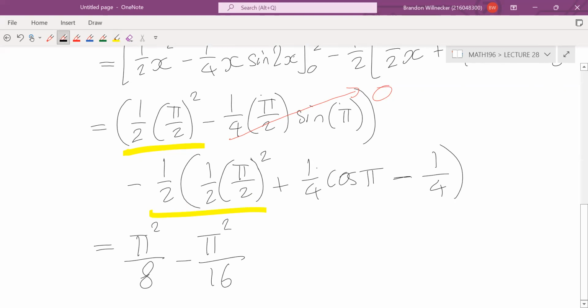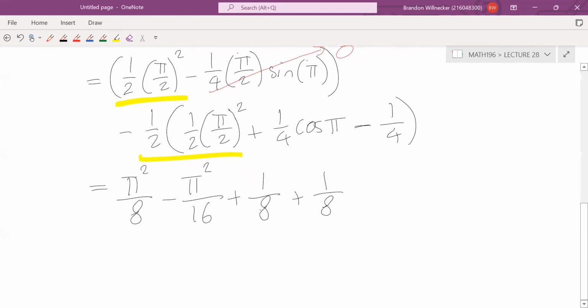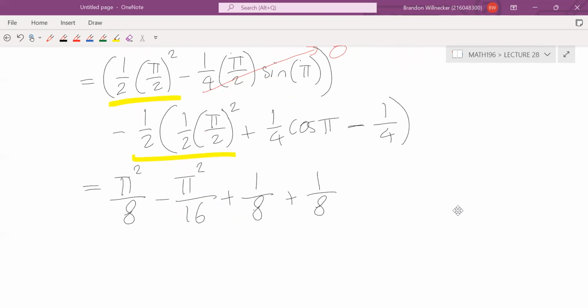Then 1/4 of cos pi is minus 1. So we have minus 1/4 times minus 1/2. That's going to be plus 1 over 8. And lastly, minus 1/2 times minus 1/4. That is another plus 1 over 8. Okay, that should be everything there.